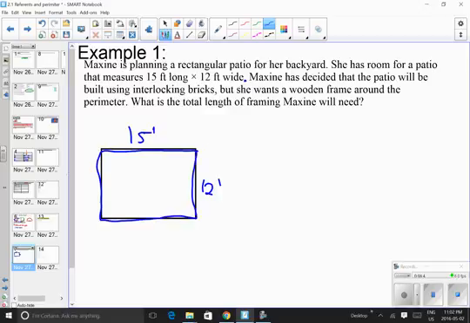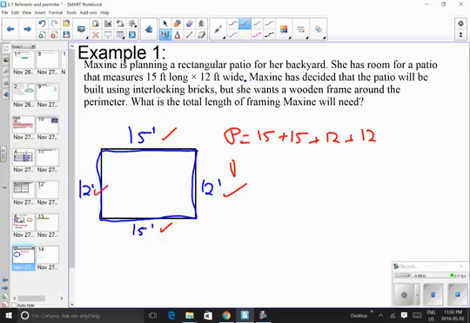Because this is a rectangle, the opposite sides are equal length. So you're just going to add up all the sides. Perimeter equals, in this case, 15 plus 15 plus 12 plus 12. So 15 plus 15 is 30. 12 plus 12 is 24. 30 plus 24 is 54 feet.